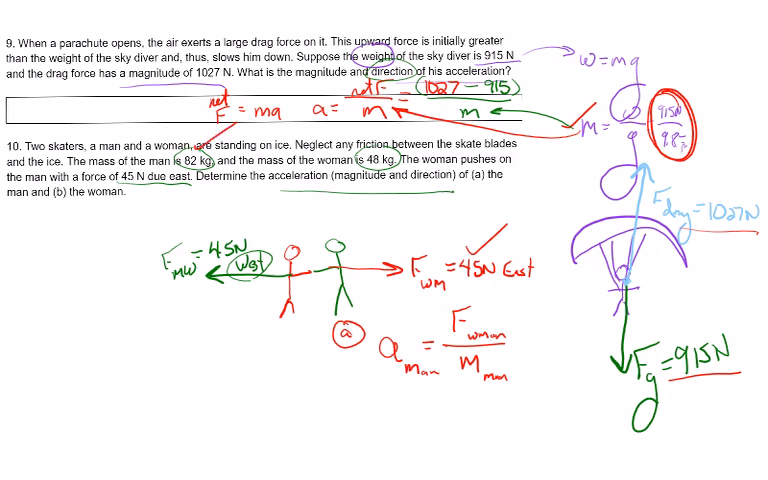Check, check, we're good. Then over here for part B, we're going to take the acceleration of the woman, that would be the force of the man on the woman, divided by the mass of the woman. Again, check, check, solve. Okay? So just reminding you about Newton's third law: for every action, there is an equal and opposite reaction. Hope that helps.